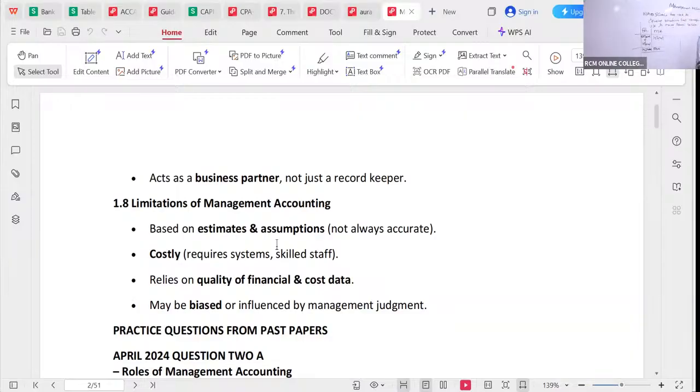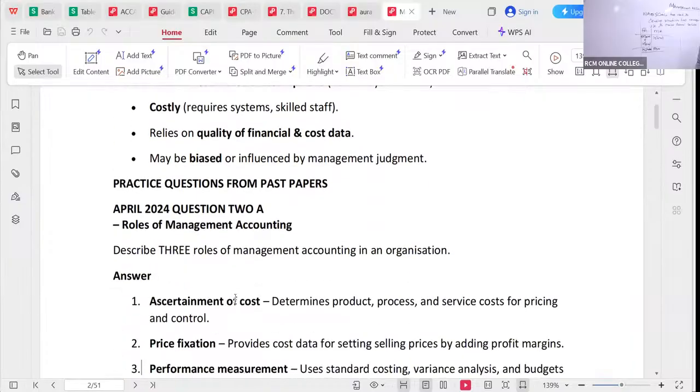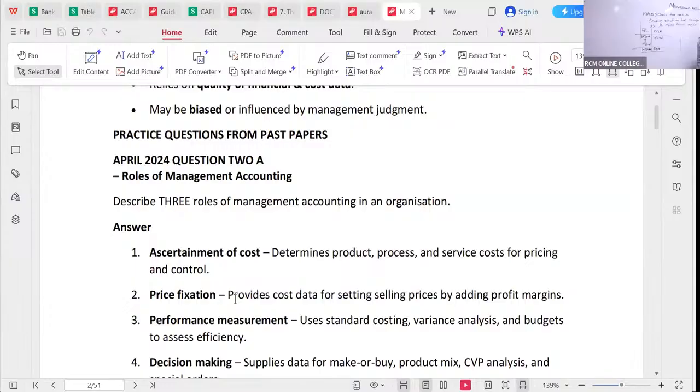So we go to practice questions, and I would want us to start with April 2024, question number 2. If you don't have a past paper, no problem. I've typed the question there. April 2024, question 2A. They asked us to state 3 roles of management accounting in an organization. So without looking at my answers, could you kindly try any 3 roles of a management accountant? Anything you say will be correct. That is a beautiful thing with these theory questions.